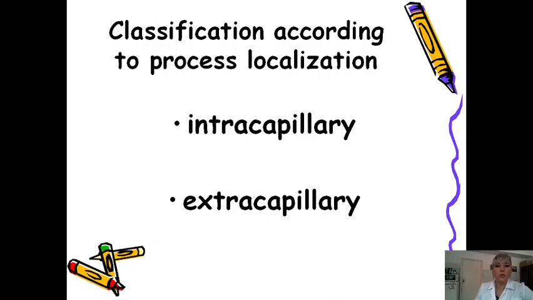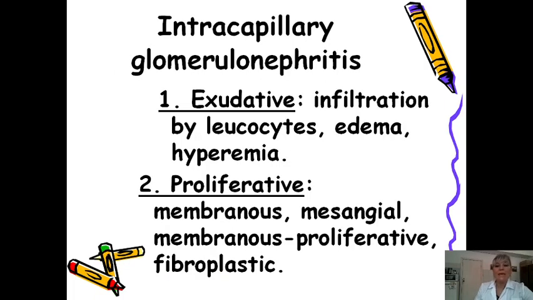Classification of glomerulitis according to the process localization may be intracapillary in the cells of capillaries, and extracapillary between basal membrane and capillaries and in the basal membrane. Intracapillary glomerulonephritis can be exudative and proliferative. In exudative form, we see infiltration by leukocytes, edema, and hyperemia as a serous inflammation. In proliferative form, we can see proliferation of endothelial cells, mesangial cells, membranous proliferative variant, and fibroblastic growth of connective tissue.